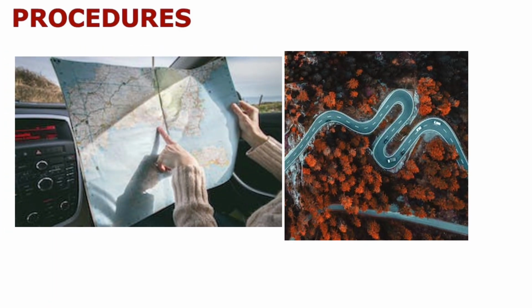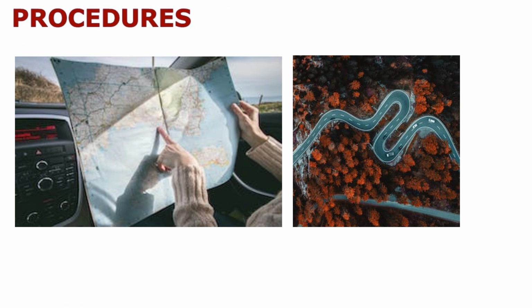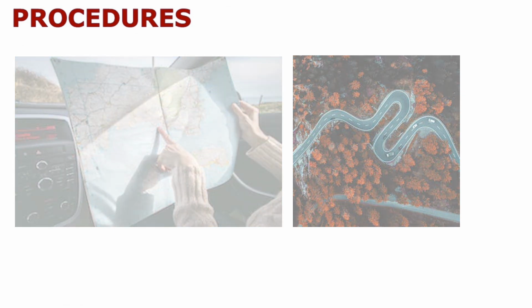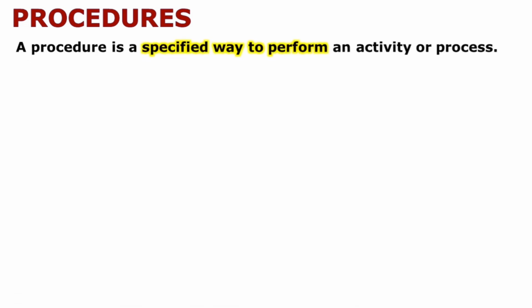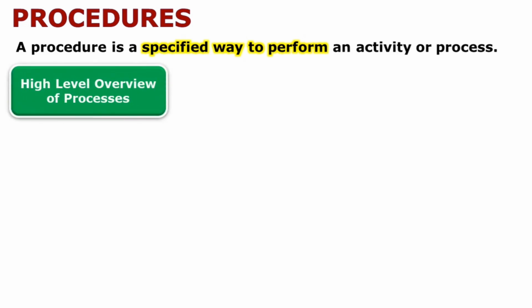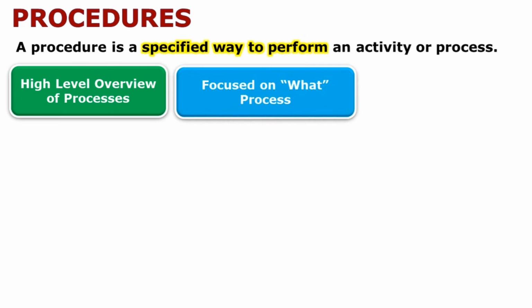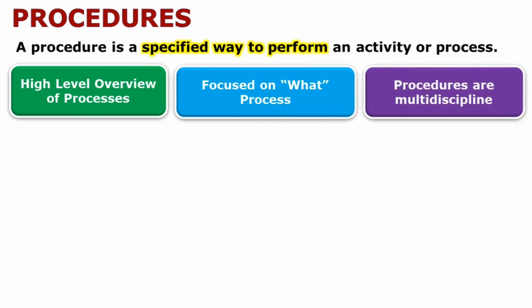Procedures are like the roadmap that guides us through the intricate landscape of processes within a quality management system. So, what exactly are procedures? In simple terms, they are specified ways to perform an activity or process. Think of them as a broad view, focusing on what a process involves without getting into all the small details. Procedures are multidisciplinary, meaning they can apply to various functions within an organization and their interactions.